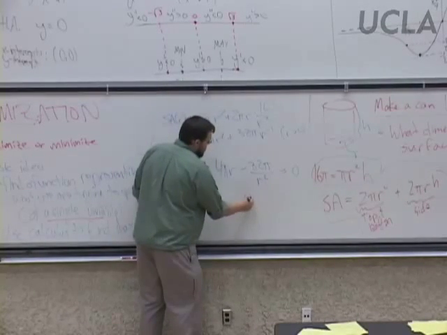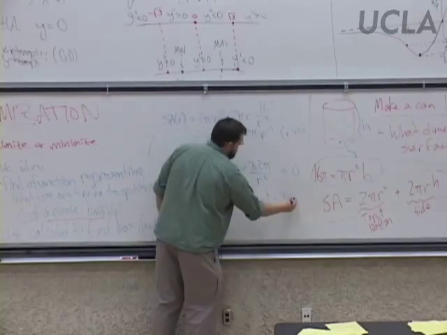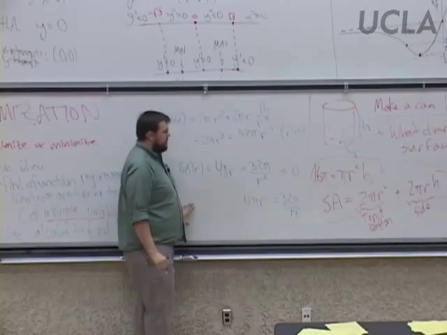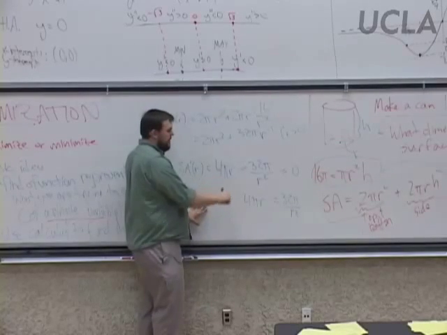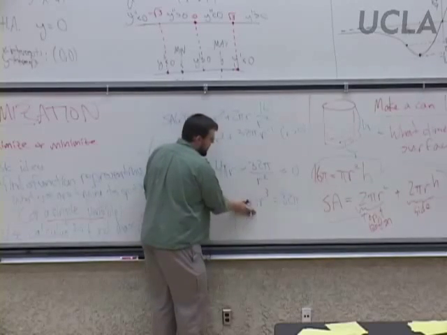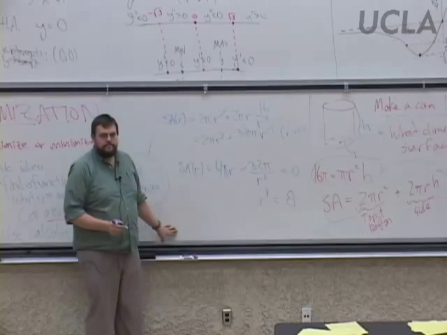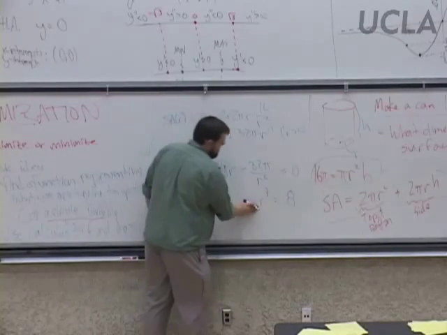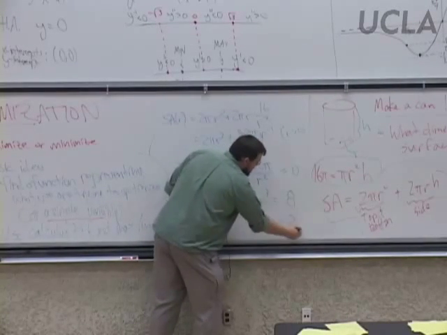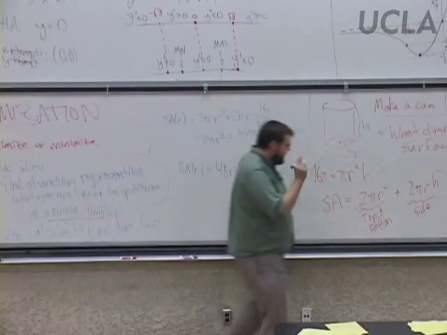So in this case, we have 4 pi r equals 32 pi over r squared. Let me do that in 2 steps, in case anyone's wondering. Now multiply both sides by r squared. Divide both sides by 4 pi. We get r cubed equals 8. So what should r be? R equals 2. Okay, so now we know that r equals 2.